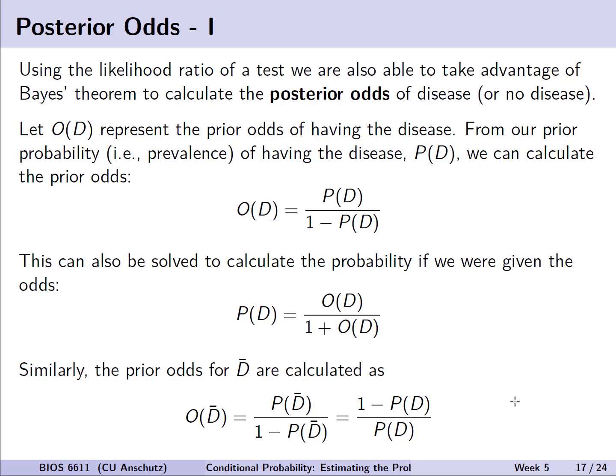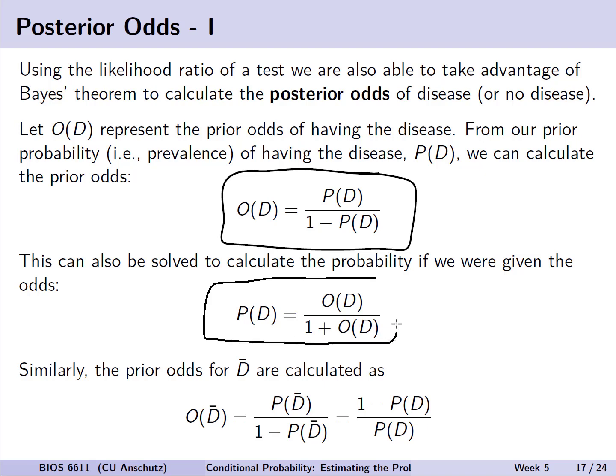For some terminology and notation, let's let O of D represent the prior odds of having the disease, and from our prior probability or the stated prevalence of having the disease, we can calculate the prior odds. And it's just this simple relationship here, which is actually generally true for any calculation going between probability and odds. The odds will be equal to whatever the probability is divided by 1 minus the probability. Likewise, if we had the odds, but we wanted the probability, we can also work backwards that way, or plug in the odds divided by 1 plus the odds to get the probability of interest.